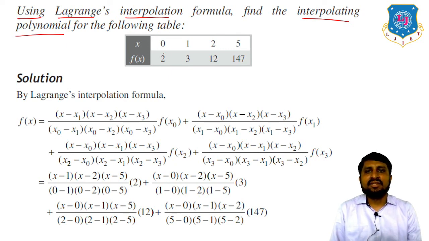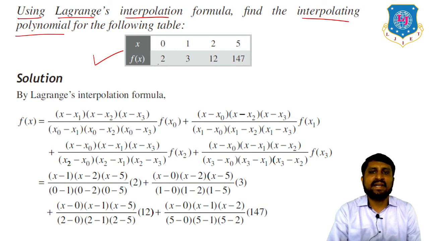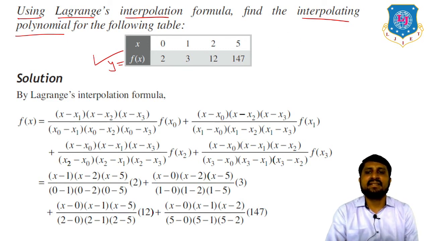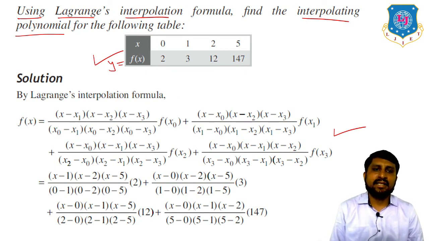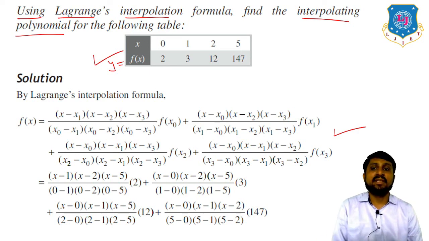Okay. So this is your given table: the value of x is 0, 1, 2, 5, and f of x, that is y equal to f of x, is 2, 3, 12, 147. So here, this is my Lagrange interpolating formula. Okay, x minus x1, x minus x2, x minus x3.